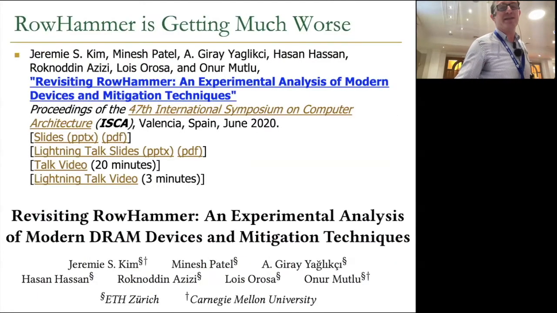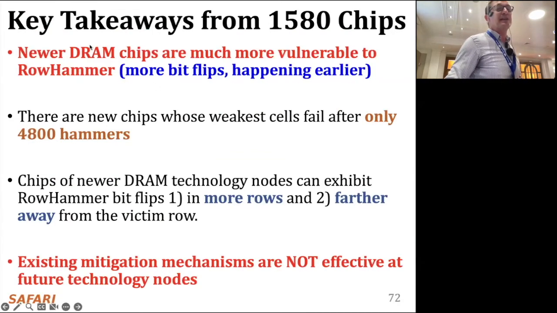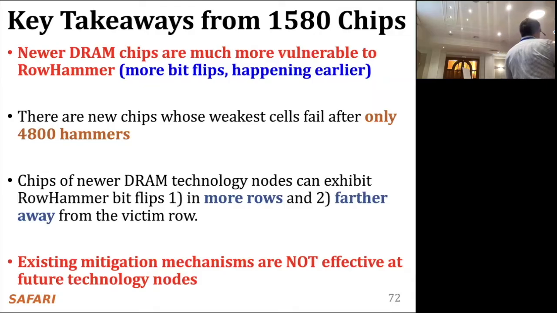In this study, we studied a lot more chips, like 1,500. We expanded our infrastructure to be even more. And we basically showed that newer DRAM chips are much more vulnerable to RowHammer because cells are smaller, cells are closer to each other. As expected, this problem should be worse. And there are new chips whose weakest cells fail after only 4,800 hammers. This is double-sided, so multiplied by 2, 9,600, less than 10,000 in the end. In the original work, we showed the number was more than 100,000.